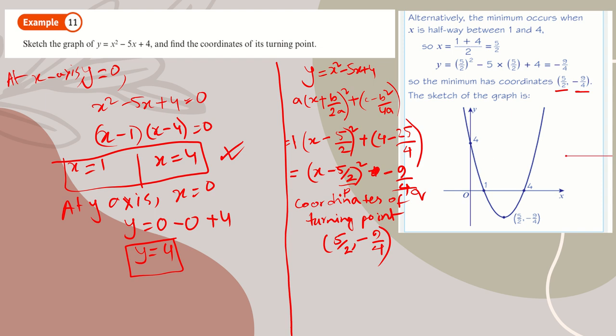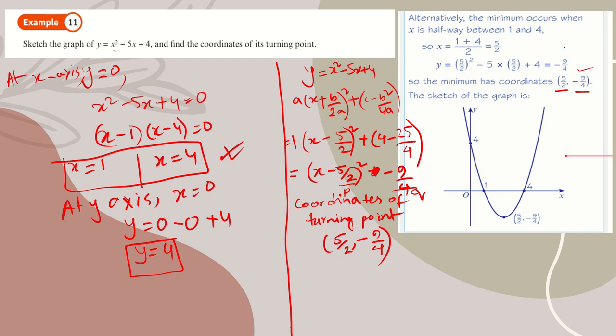So just to remind you, there is another way of finding out the minimum point, but since you have learned how to do completing the square, I would suggest that you follow this method. It's easy, but also you can do the same thing over here. If you find the two values of x, 1 and 4, right? So just find the midpoint of x, which is 2.5, and for 2.5 place the value of x over here and you will find the value of y.